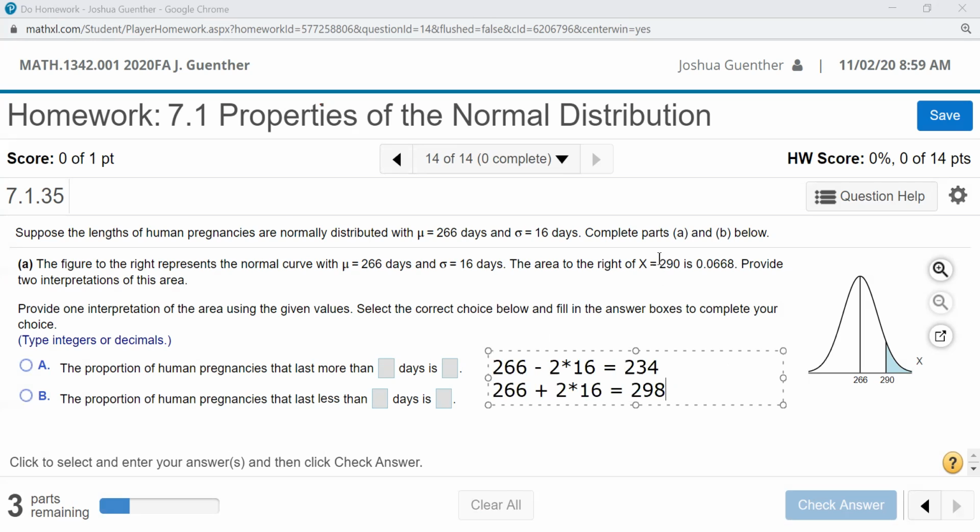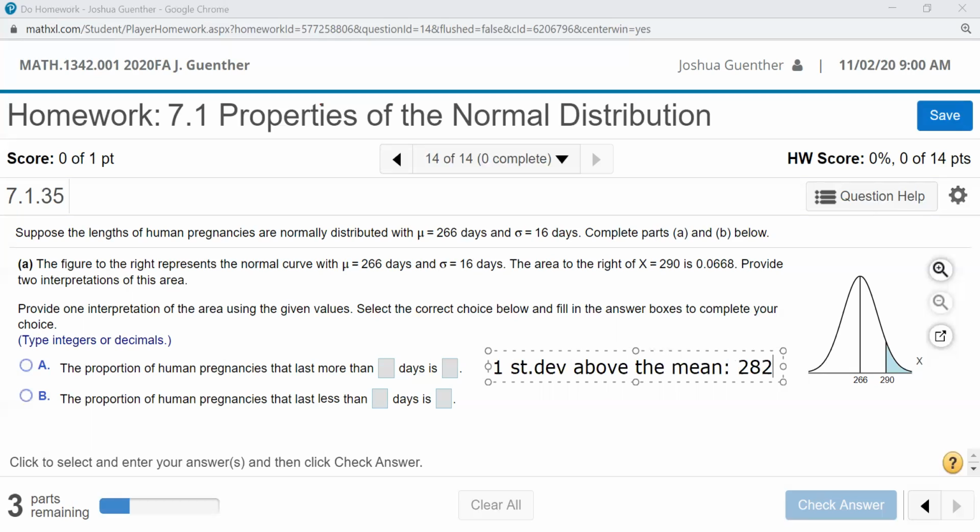Now they're coming up here and they're talking about a value of 290. Well, 290 is not exactly a given number of standard deviations away. 298 is, and then we said 282 was 1 standard deviation below the mean. So let's see, 1 standard deviation above the mean was 282. 2 standard deviations above the mean was 298. And they're talking about the number 290.